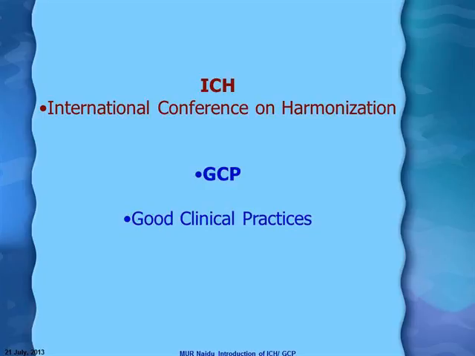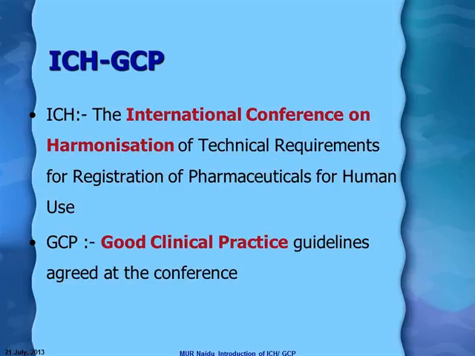The term ICH stands for International Conference on Harmonization, while GCP stands for Good Clinical Practices. The ICH is the International Conference on Harmonization of the technical requirements for the registration of pharmaceuticals for human use, and GCP is the Good Clinical Practices guideline which is agreed at these conferences from time to time.